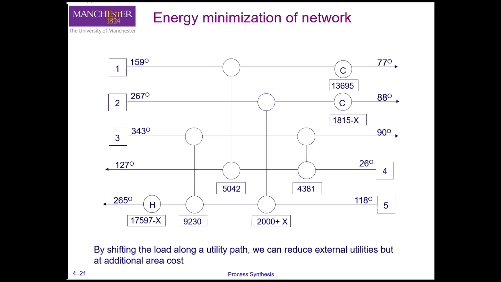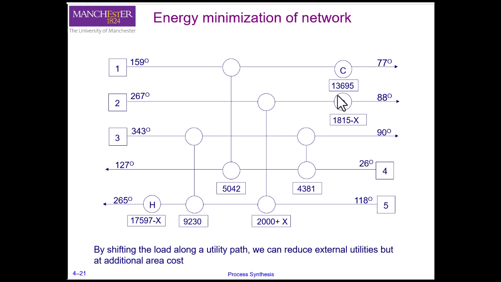So given that we want to reduce the energy consumption of, for example, this heater, we might exploit a path that we have got here. Let's have a look at this path, for example, going from this heater to this exchanger and then to this cooler here.